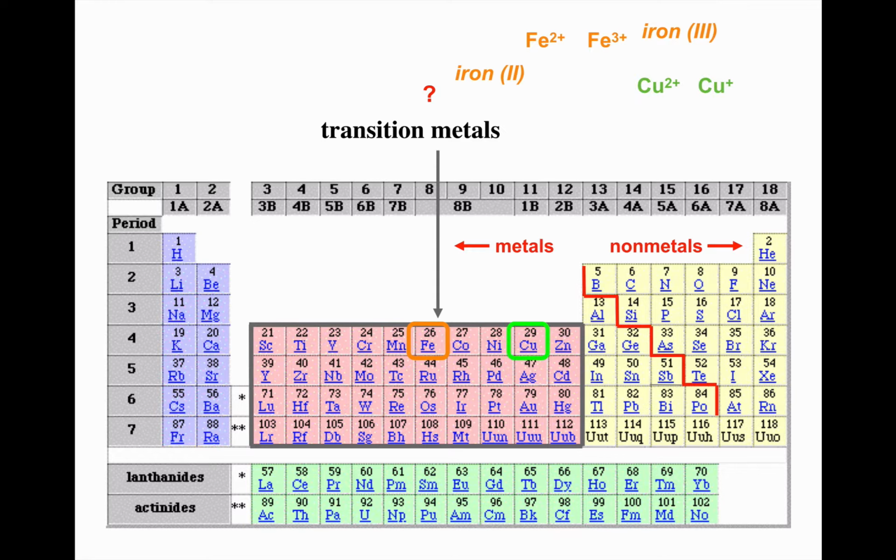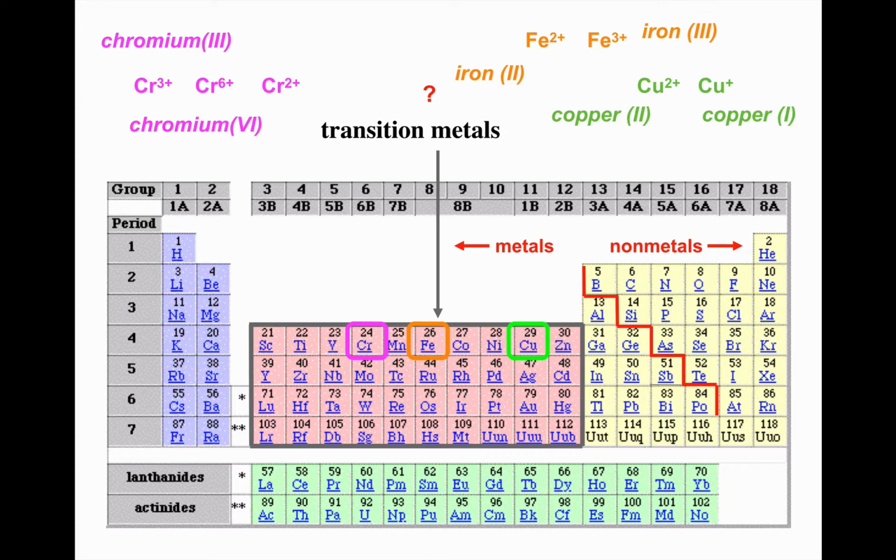Copper can come as a +1 charge. It can also come as a +2 charge. So if it comes with a +2 charge, you call it copper 2. If it comes with a +1 charge, you call it copper 1. Chromium you can find as a +3, a +6, or a +2. These are the common ones. +3 is the most common. Chromium 3, chromium 6, again we're using Roman numerals, and chromium 2. So this is the name of these cations.